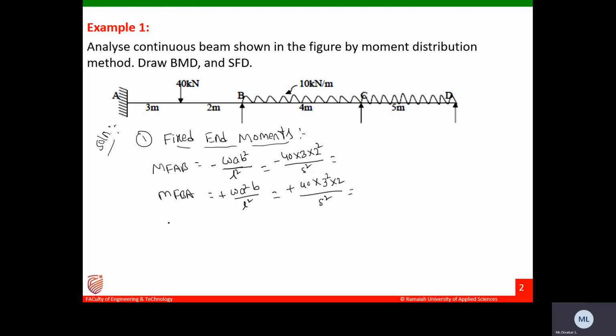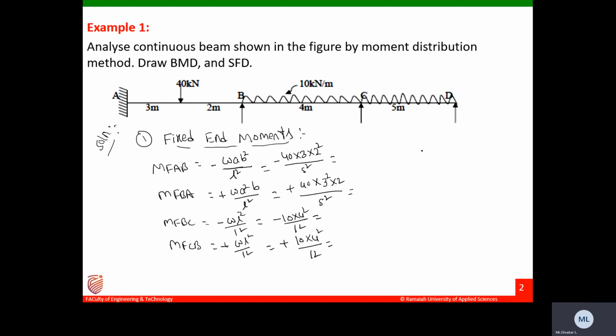Similarly, let us write for the BC span. MF of BC is subjected to UDL, so it is minus WL square by 12. So minus 10, L is 4 square, divided by 12. Write down the value. Similarly, MF of CB will be plus WL square by 12, so plus W is 10, L is 4 square, divided by 12.